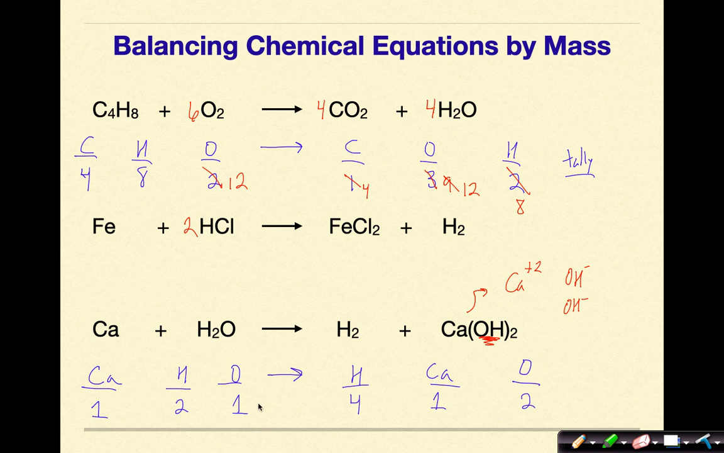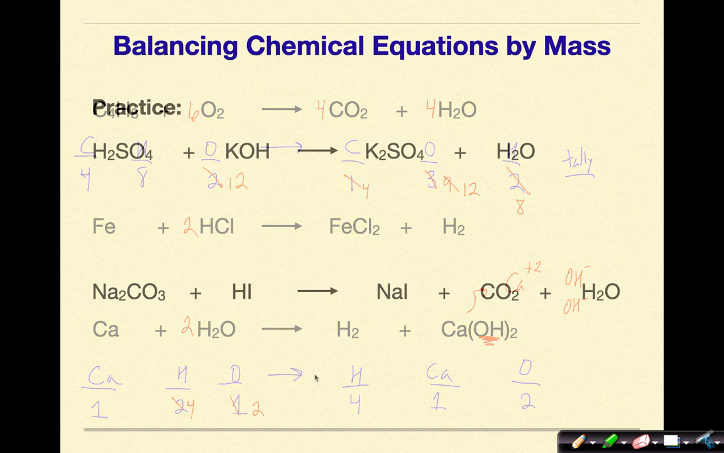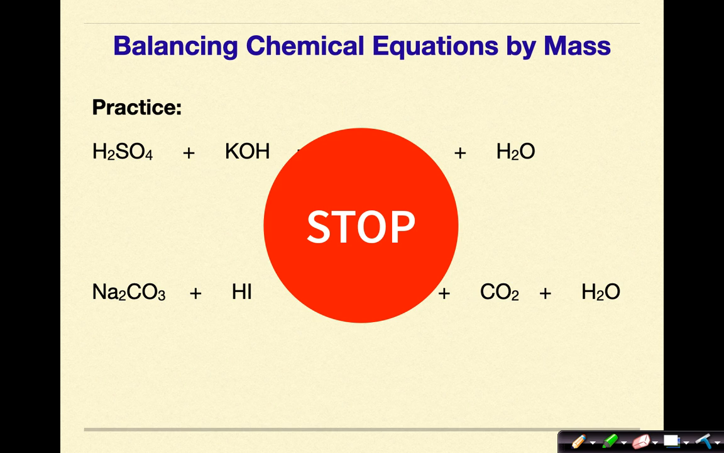So let's balance the hydrogens first by putting a coefficient of 2 here. That changes the number of hydrogens to 4 and the number of oxygens to 2. Let's check our tally. Calciums are balanced, hydrogens are balanced, oxygens are balanced. 1 to 2 to 1 to 1, lowest numbered ratio of coefficients in our balanced chemical equation. At this point, stop the video, balance the following 2 practice problems by mass, use the tally method if you feel you need it, and then come back and check your work.